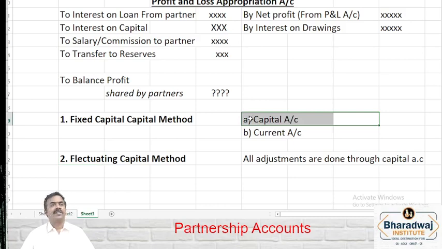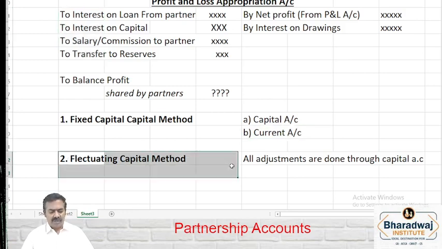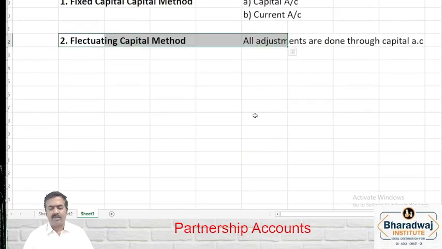Under the fixed method, the capital account is like a permanent account. What do you mean by permanent account? 50 lakhs, 30 lakhs, 20 lakhs will be there permanently. What about interest charged on drawings, interest on capital, interest on loan and all? That will be taken to the current account. If you are following the fluctuating capital method, then everything, capital or current year working, is done through the capital account.